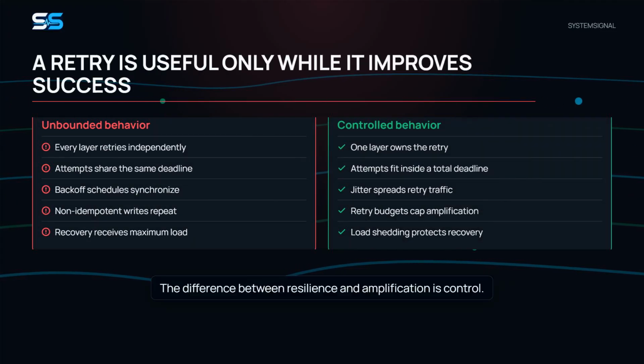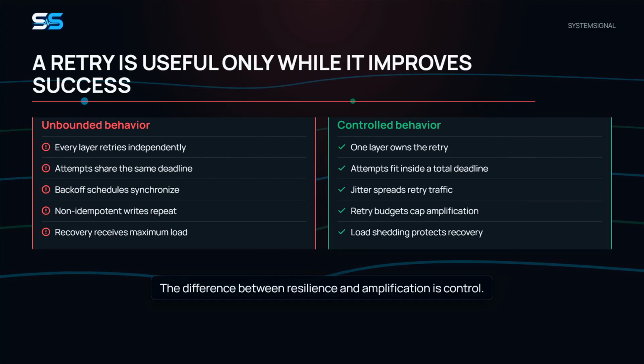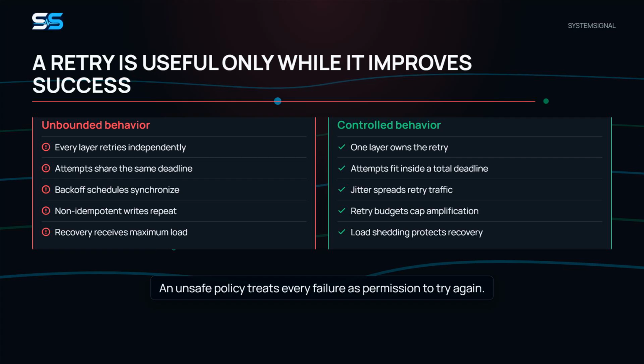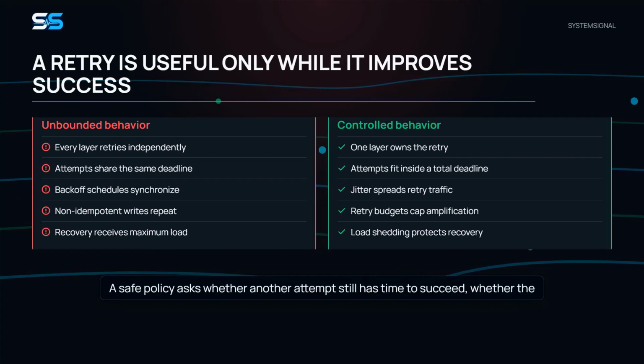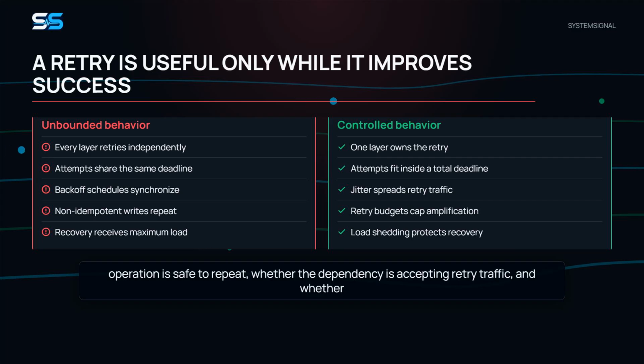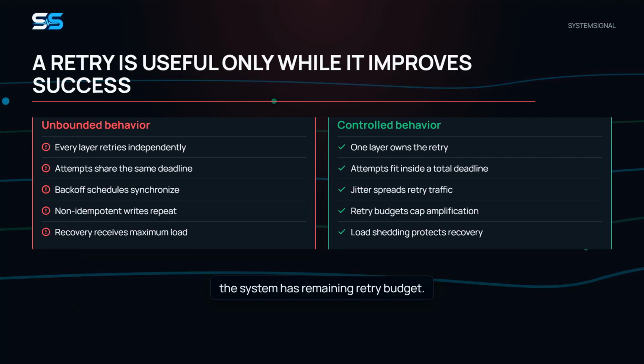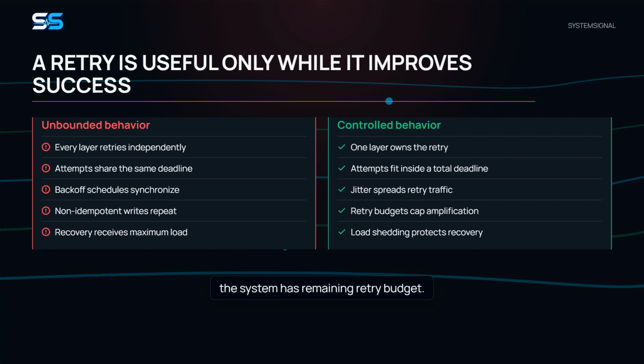The difference between resilience and amplification is control. An unsafe policy treats every failure as permission to try again. A safe policy asks whether another attempt still has time to succeed, whether the operation is safe to repeat, whether the dependency is accepting retry traffic, and whether the system has remaining retry budget.